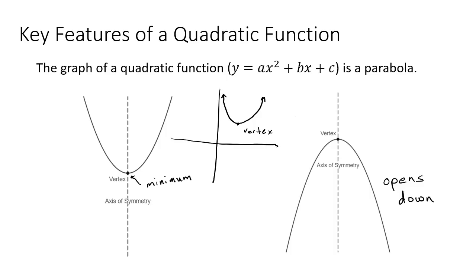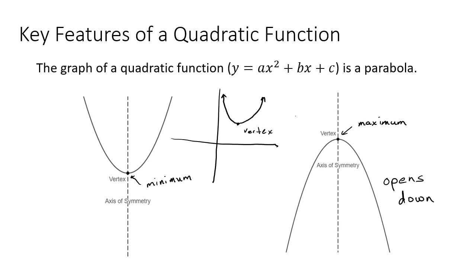And similarly, if we have a parabola that instead opens downwards, then the vertex is going to have to be at the top. In this case, we would say that the y value of the vertex will end up being the maximum, the largest point on the graph. All right, so those are all the key features of the graph.